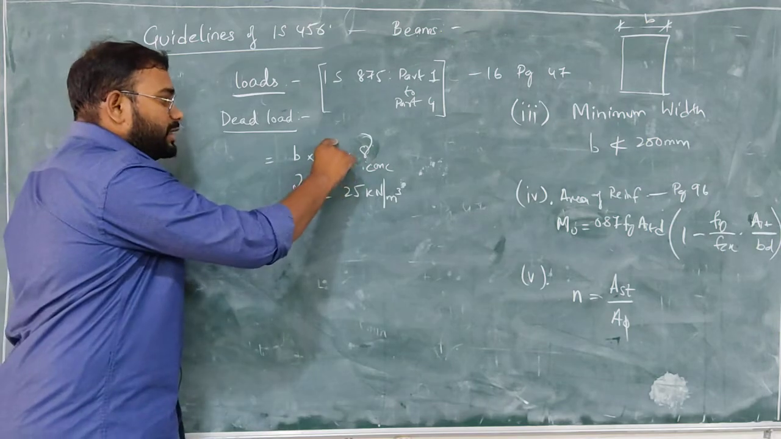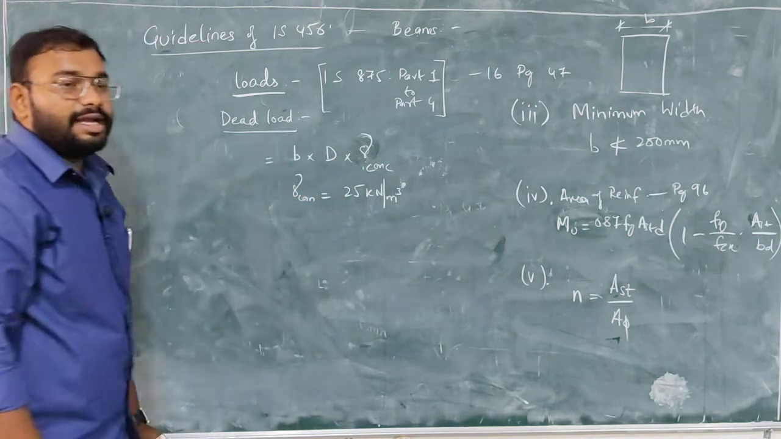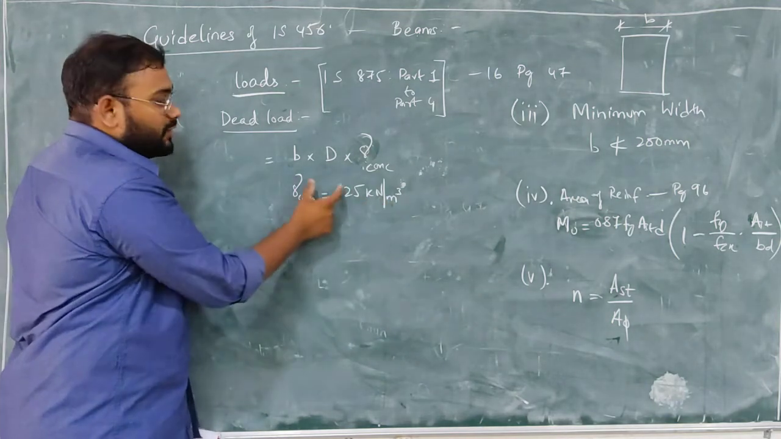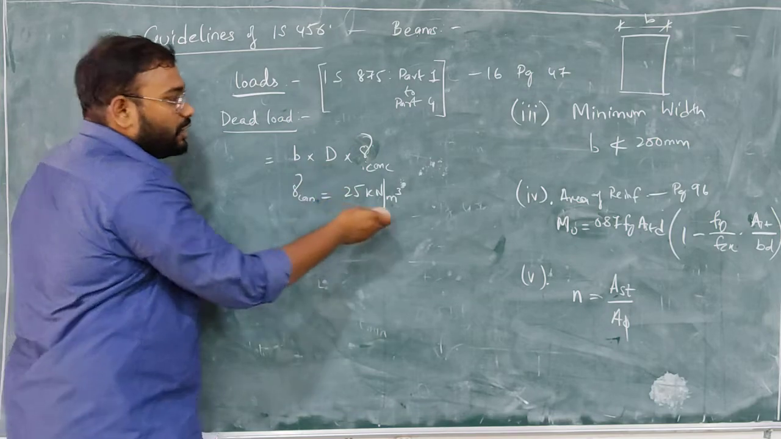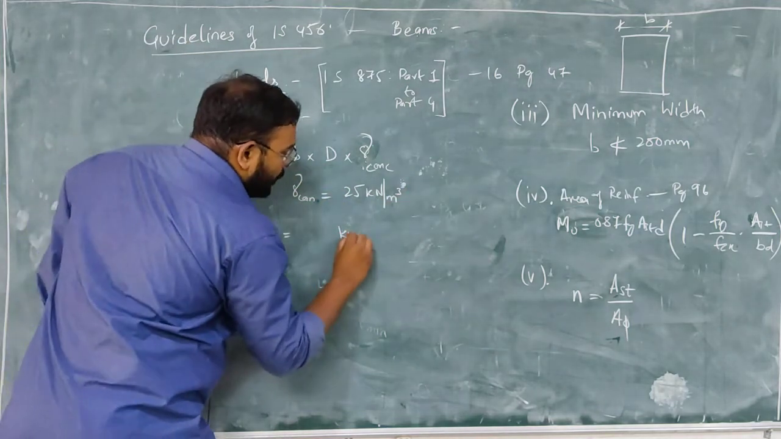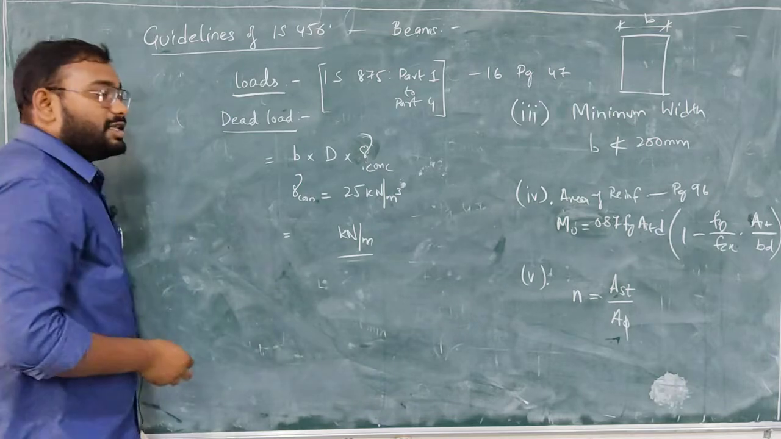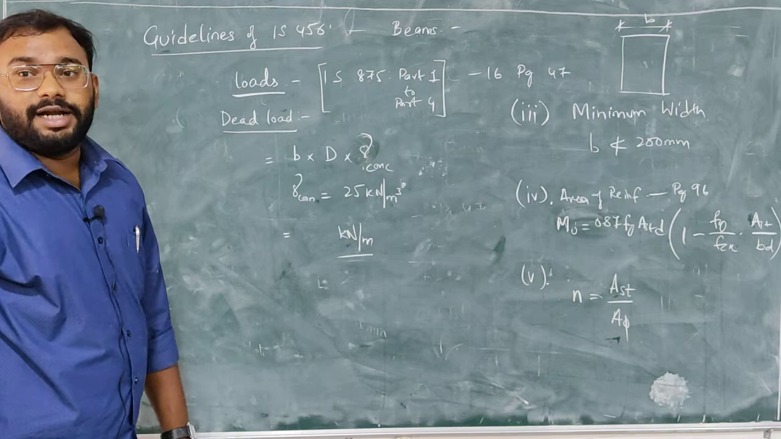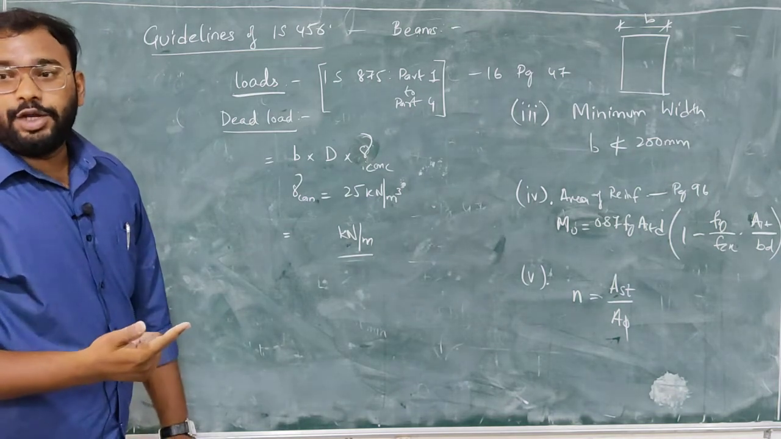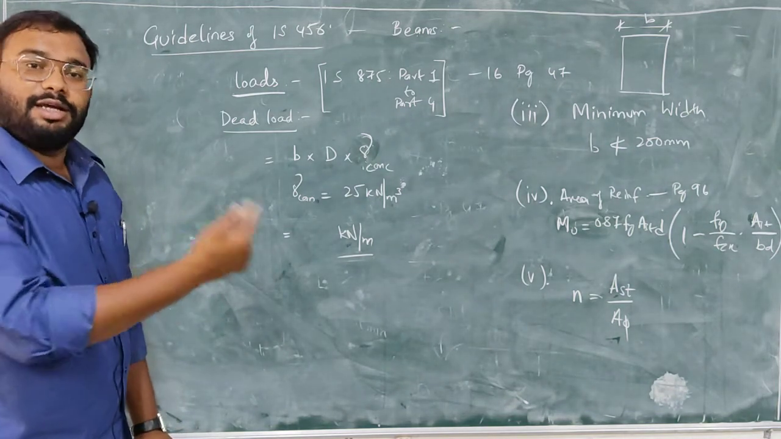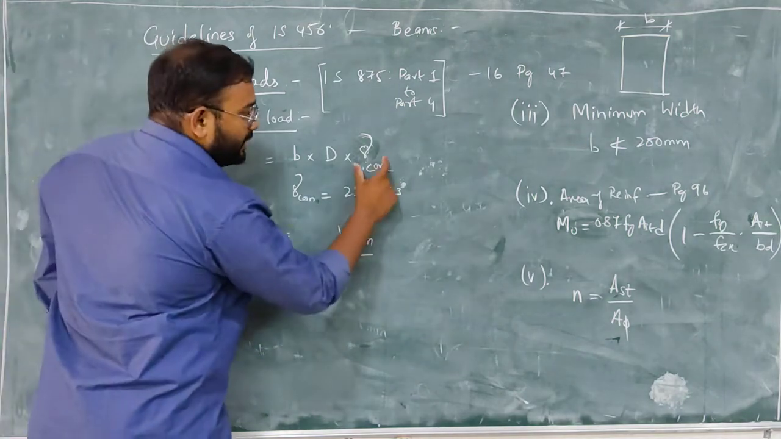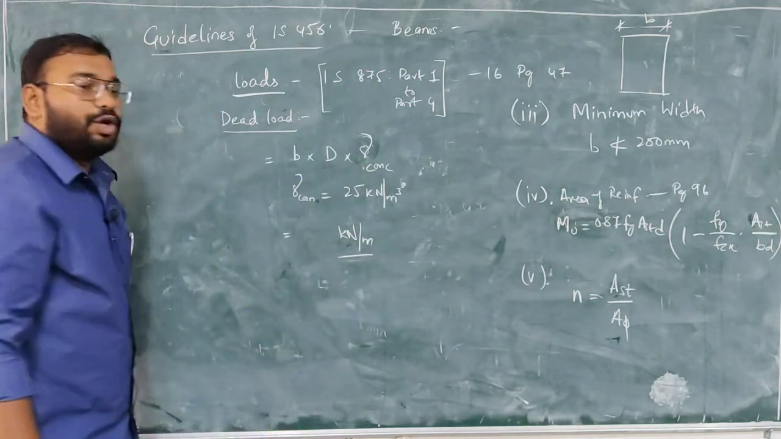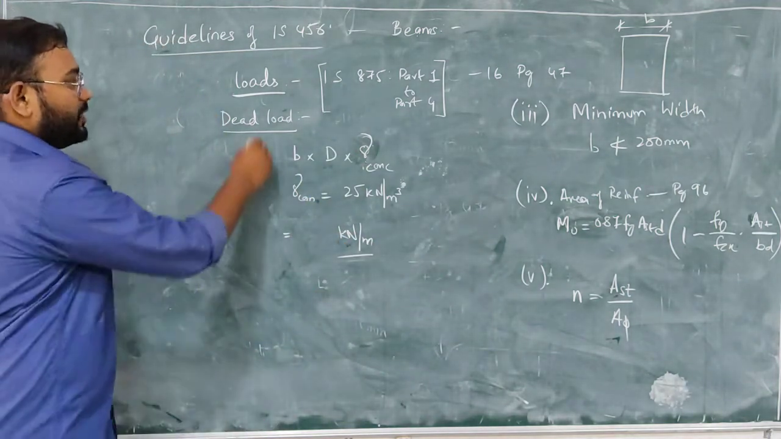If I multiply it with the depth and breadth of the beam, I'll get what load will be acting on the beam per meter. This is meter cube, so if I multiply with two dimensions, the load will be in kilonewton per meter. Which load has these units? Kilonewton per meter. It is UDL. So we convert this density by multiplying with two dimensions to get the load in kilonewton per meter. This is how we calculate dead load.